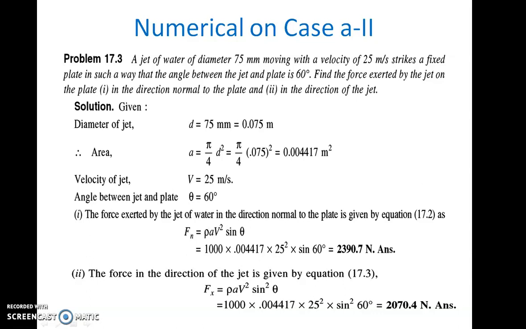Up till now we have seen two cases only. First is the flat vertical stationary plate, for which you calculate Fx, which is nothing but the normal force. In that case it is simply given by rho a v square. For case number 2 you have three components, Fn, Fx and Fy, so you have to remember the formulae accordingly. Fn is rho a v square sin theta, Fx is rho a v square sin square theta, and Fy is equal to rho a v square sin theta cos theta.